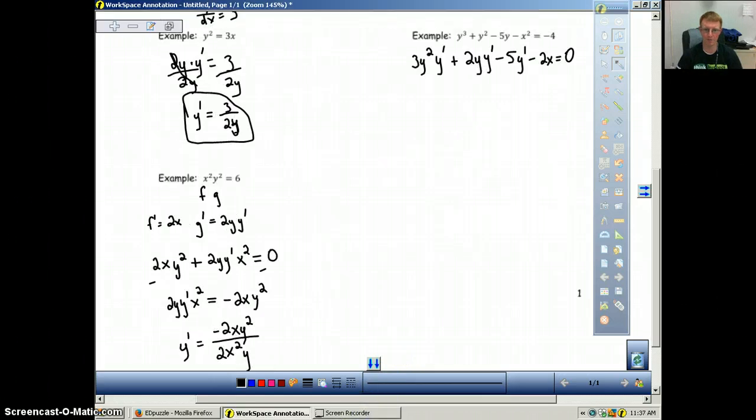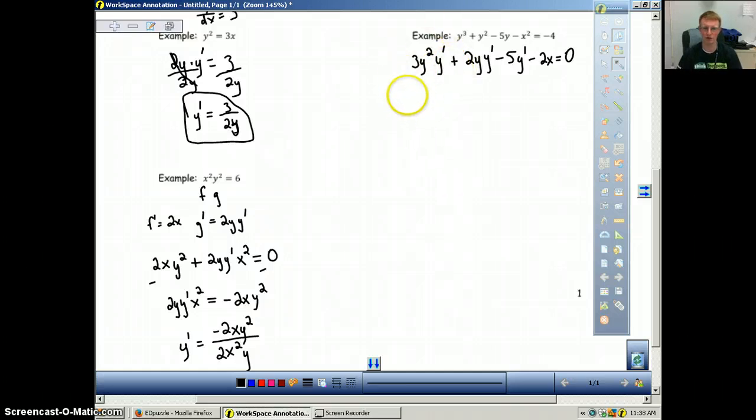Okay, so your first step here is just going through and doing the derivative of each one. The derivative of y to the third is 3y squared times y prime, plus the derivative of y squared, which is 2y times y prime. The derivative of negative 5y is negative 5 times y prime. And then the x squared is done normally, so minus 2x, and then equals the derivative of negative 4, which is 0. So that's your first step. The last step is isolating your y prime.